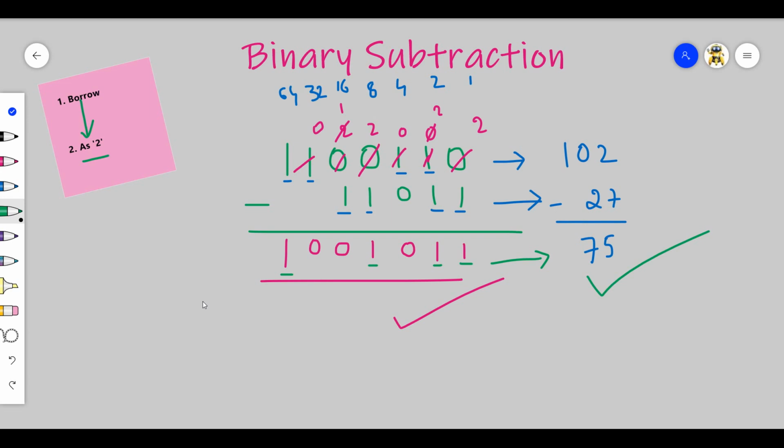Okay, always remember, in binary subtraction, whenever you borrow, you'll be borrowing as 2, because the base of the binary is 2. So whenever you borrow something, you'll be borrowing as 2. So practice more number of problems. Okay, the more you practice, the easier it is. Any problems, if you practice, it will be easy, so practice a lot of problems. I'll give you some problems, so practice them and convert to decimal and check it. Okay, all right, thank you.